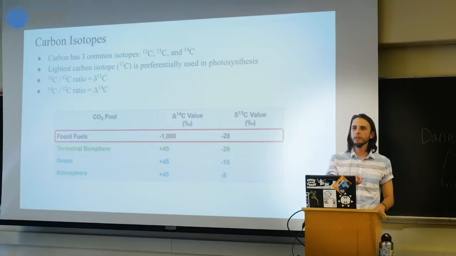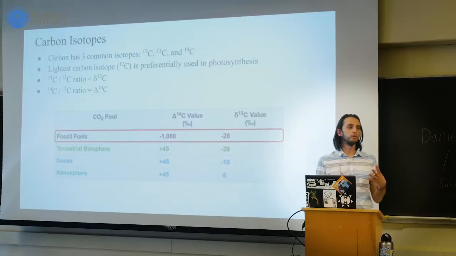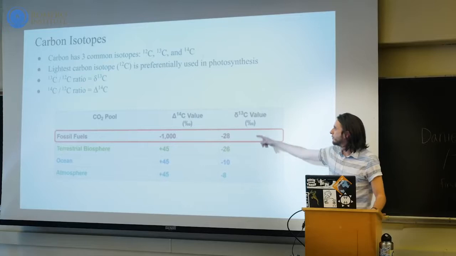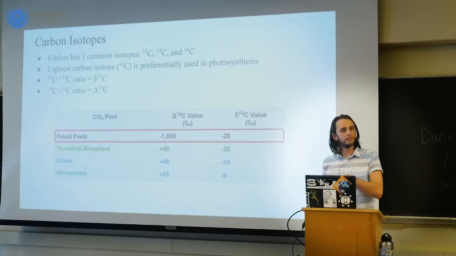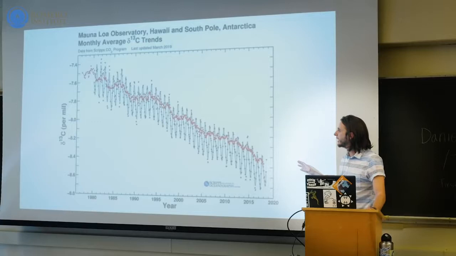And particularly, we can fingerprint fossil fuels very well because the carbon in them is very old. So it has almost no C14. So the delta C14 ratio is very, very low. And the reason that it's negative here, like 1,000 or whatever, is because it's 1/1000% minus 1. Don't ask me why. But we can measure this. We can measure these ratios in the atmosphere. And we can see that it's decreasing.